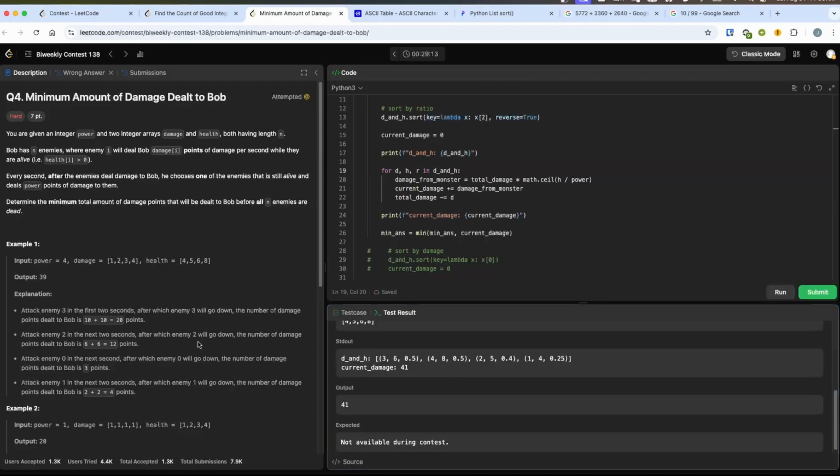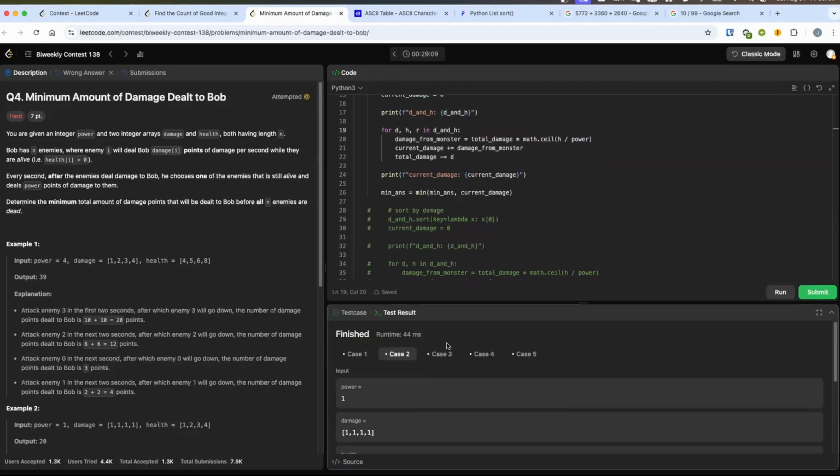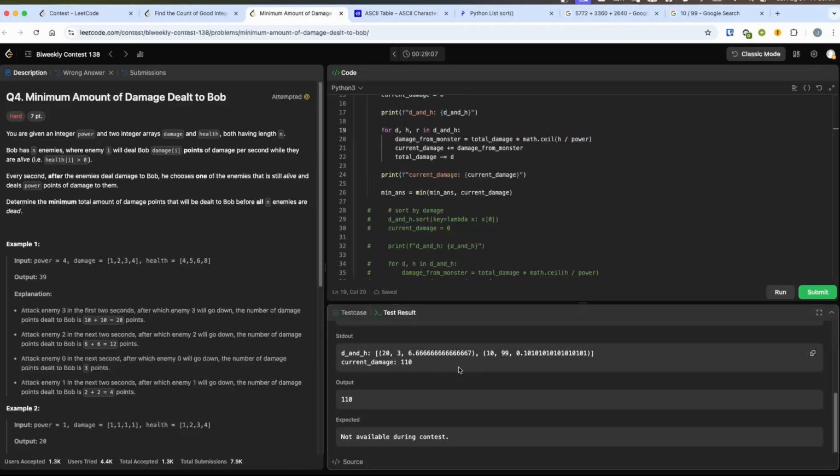We have 41, already not right. 20, 320, 110. It didn't work in this case. But that's the answer they did it, right?